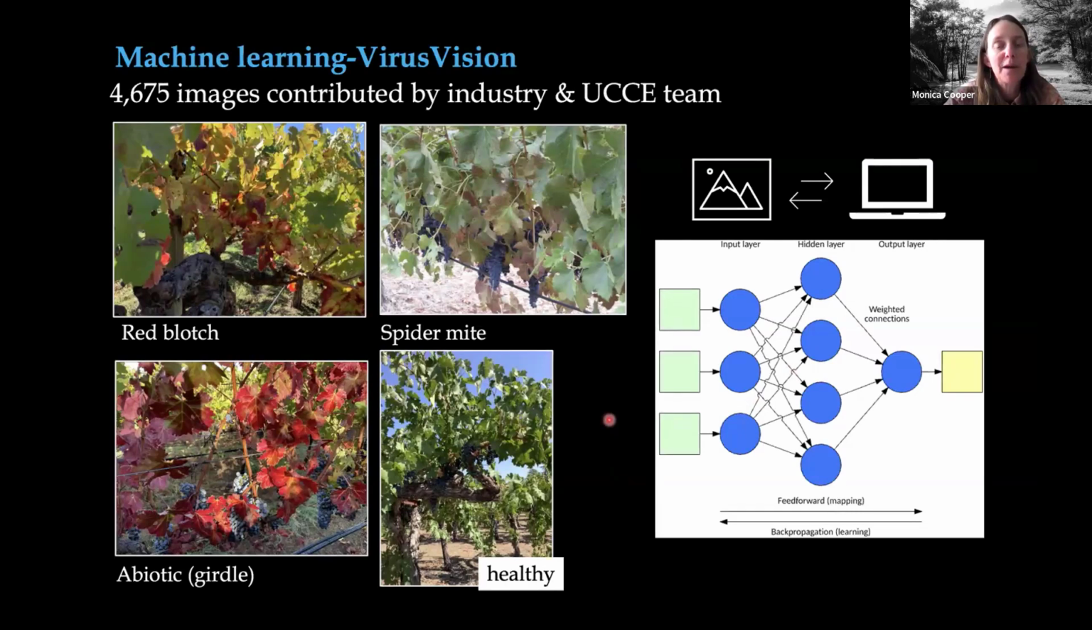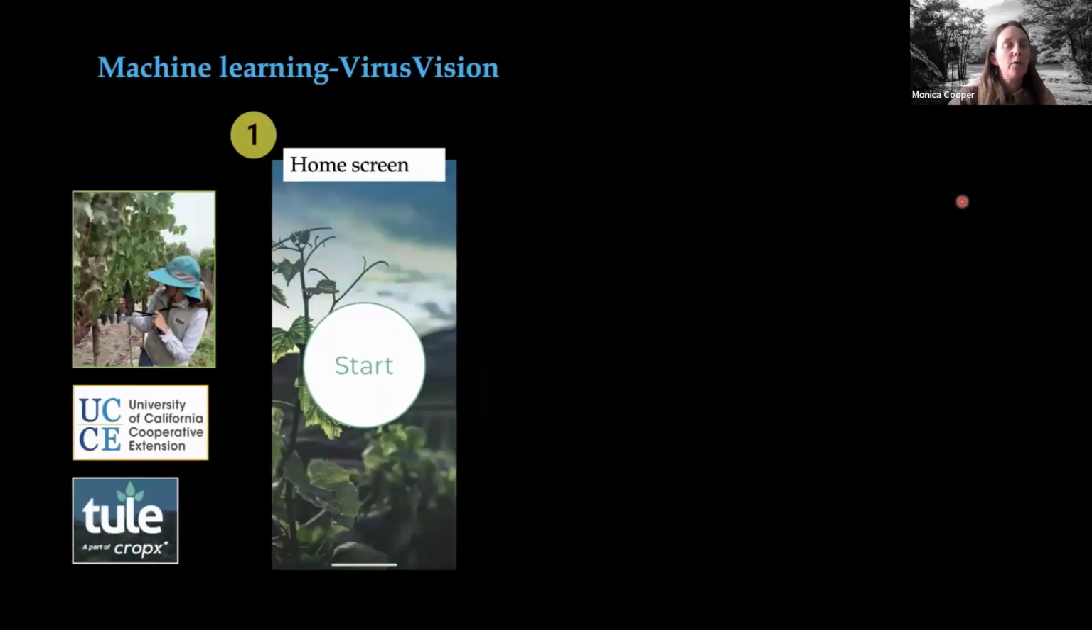Because the hyperspectral imaging worked really well for Leafroll, but not so well for red blotch, we're also looking at machine learning. Basically that means that we've collected 4,675 photographs of either red blotch, leaf roll, abiotic girdling, spider mites, or healthy vines. We fed those images into an algorithm in the computer, and then that model is loaded into an application that we're calling Virus Vision.